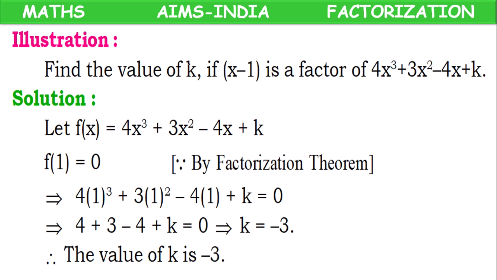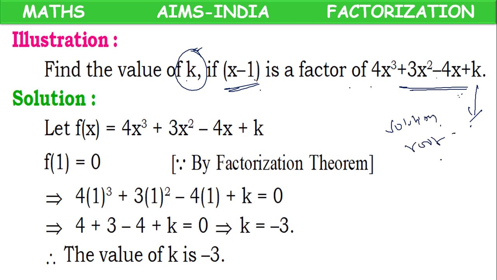Here in this question, find the value of k, if x minus 1 is a factor of this expression. Here k is the unknown value. So the factor theorem is used to find the unknown values present in the equation, or to find the solution or root of the equation, meaning the x value or an unknown value like k. So now by using the factor theorem we have to solve this question.